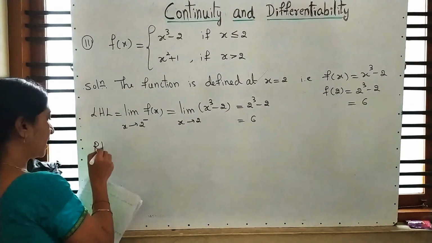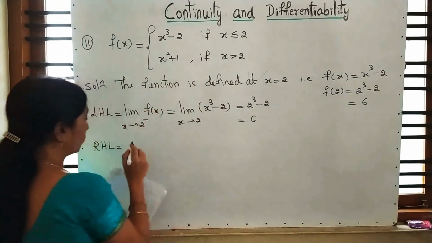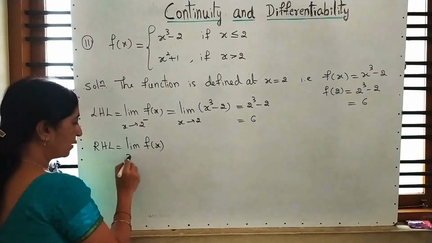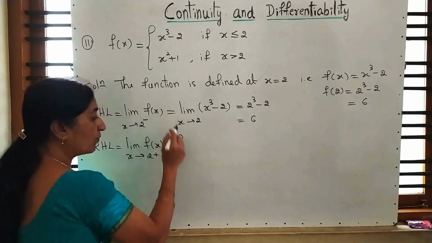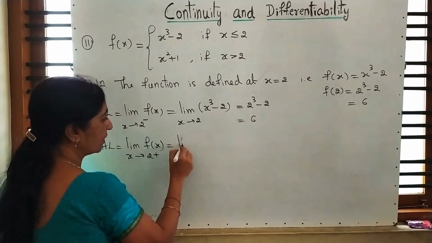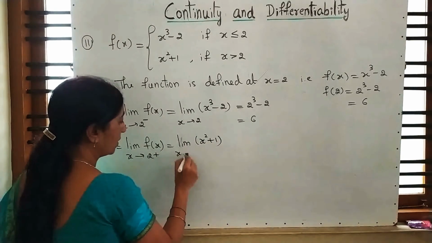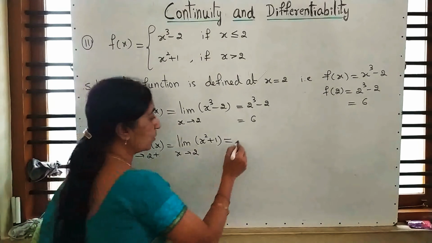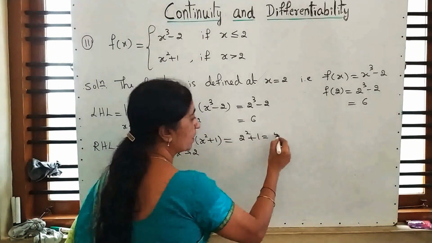And see right hand limit. In the second expression it is greater than 2. Limit f of x as x tends to 2 plus. That means which function are you selecting? We are selecting x square plus 1 as x tends to 2. And wherever x is there we are writing 2. See, 2 square is 4, 4 plus 1, 5.